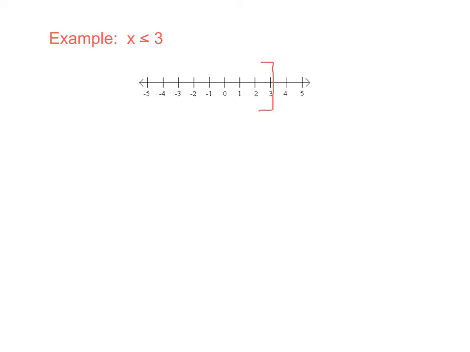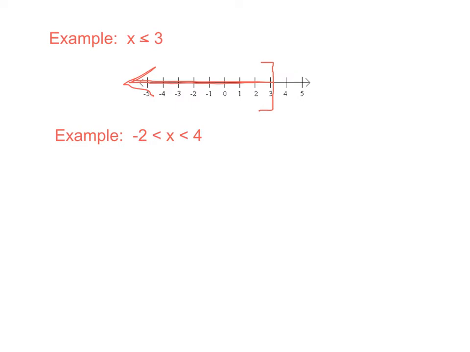Okay? And then we will, again, put everything to the left of that. Okay? So x is less than or equal to 3, we put a bracket, and then it's all values to the left of 3.